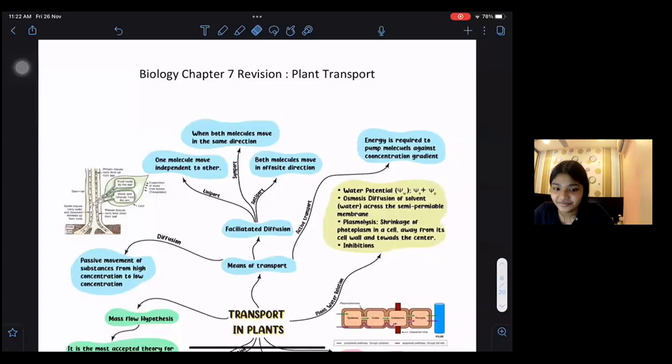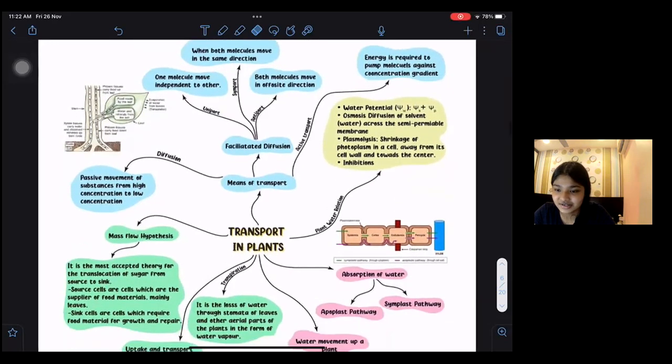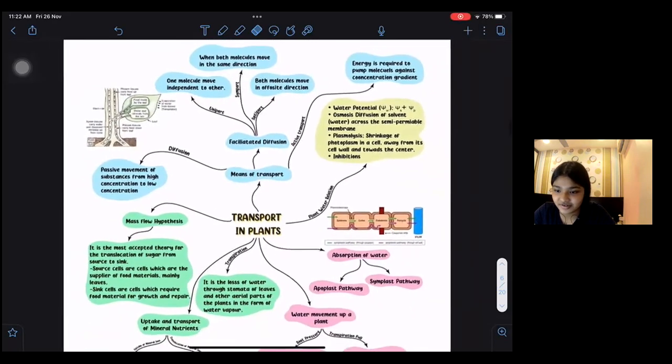So today I'm going to discuss some questions about transpiration, xerophytes, and a bit about the symplast and apoplast pathway. So here there's a mind map which discusses some of the components of this chapter.